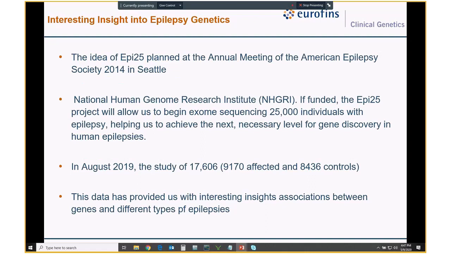This is something which started in 2014, as genome projects do take a bit of time to mature and deliver data. From 2014 onwards, the target was to sequence 25,000 individuals. So the EPI25 project was for 25,000 individuals, a mix of people with epilepsy and without, your positive cases and your controls, and understanding at the exome or whole exome level what are the underlying genes with different types of epilepsies, and what are some of the most common mutations coming.